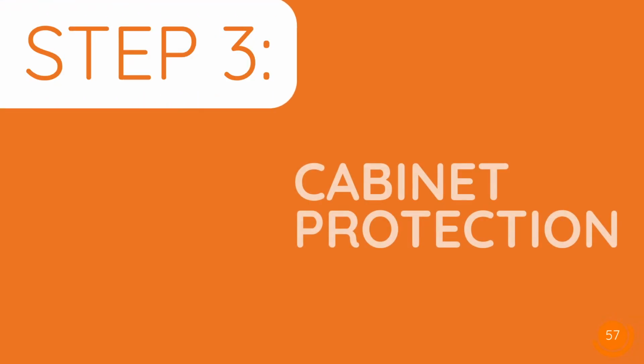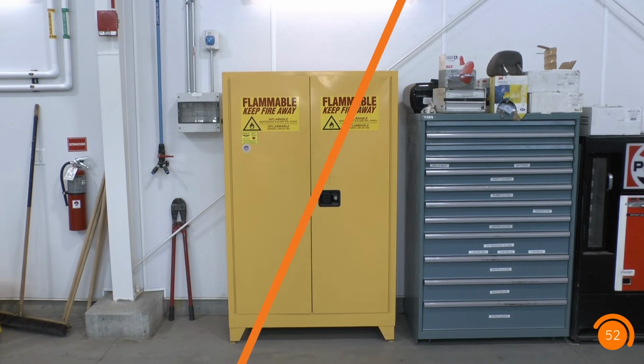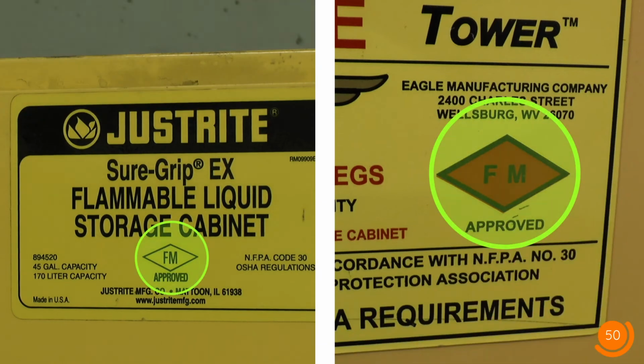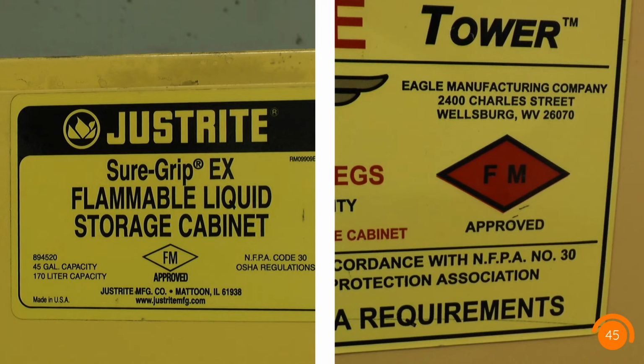Step 3. Cabinet protection. The safest cabinets are the ones that are rated and approved by a testing agency. To determine if they are rated, check for the label located on the cabinet.